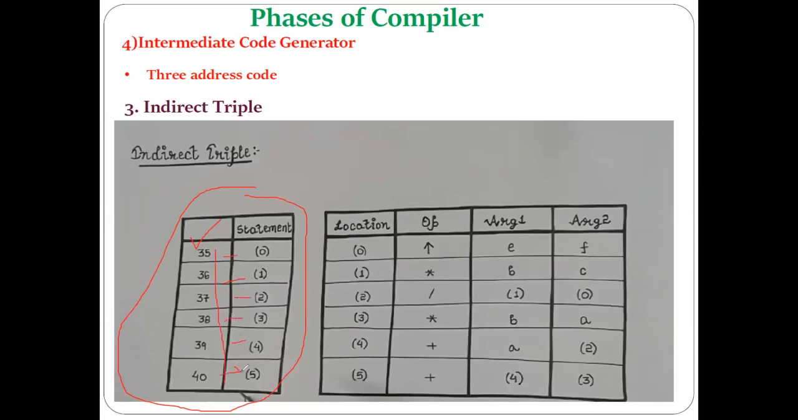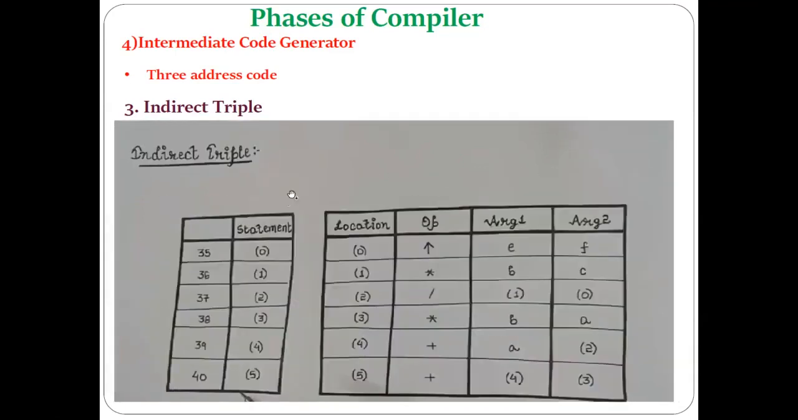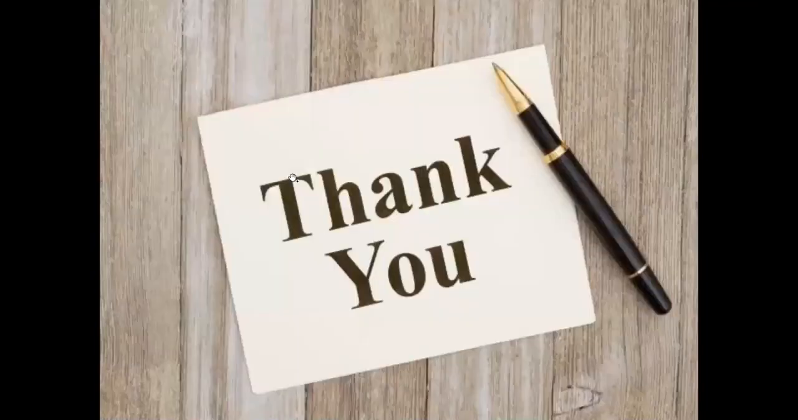This makes it easier to refer to the different results of these particular expressions. Instead of referring to the result of an expression by position number, here we use a pointer to that position number. Because of the use of pointers, accessing the expression and its result becomes easy in the indirect triple. Out of these three, quadruple, triple, and indirect triple, are considered the most popular and most utilized representations for three address code.